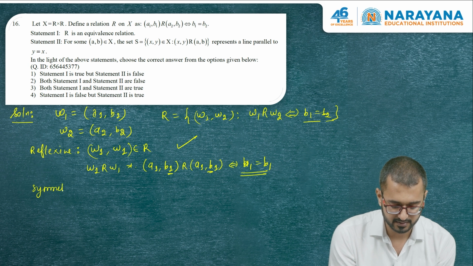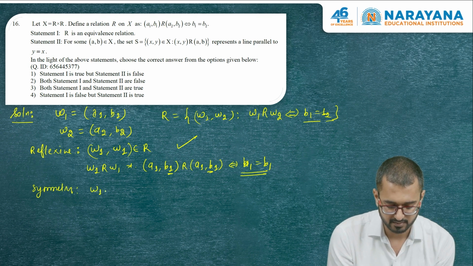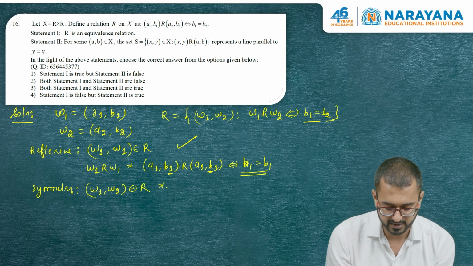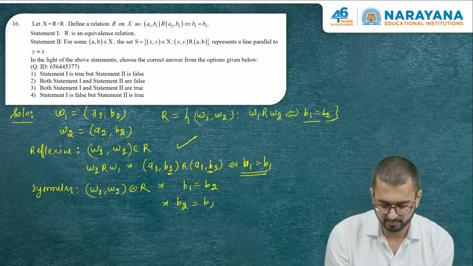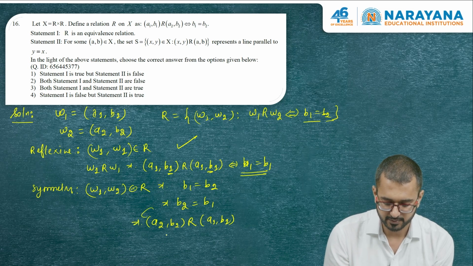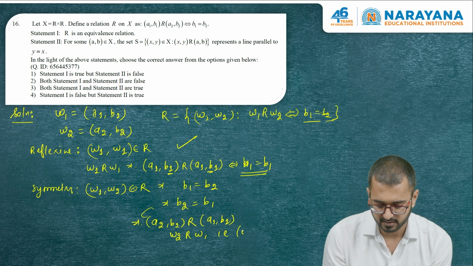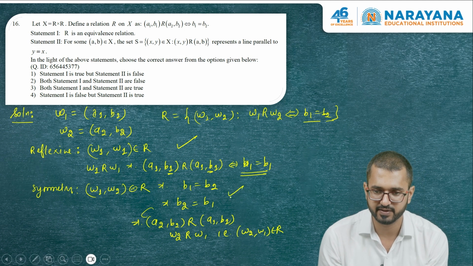Check the symmetry. For symmetry, we can say that my W1, W2 belong to R. So from here we get B1 is equal to B2. This we can write the reverse way, like B2 is equal to B1. So if I say B2 is equal to B1, that means I am saying A2 comma B2 is related to A1 comma B1. That means here I can write W2 related to W1. So W2 comma W1 is also in R. So yes, symmetry is verified.